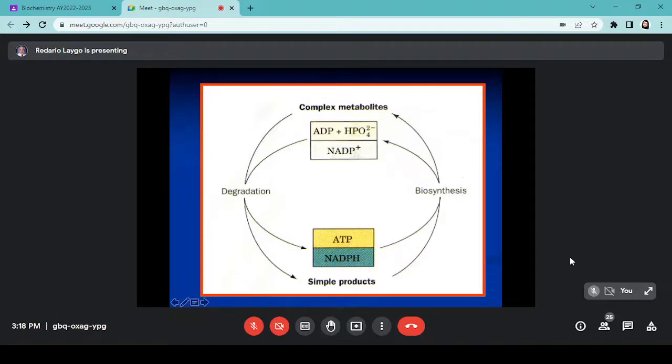Now, what happens to your complex metabolites? Upon degradation, naturally they are converted to simple products, which eventually will be reutilized by the cells to synthesize complex molecules with the help again of ATP, liberating that energy needed to create bonds, as well as your source of electrons and protons, your NADPH plus H.